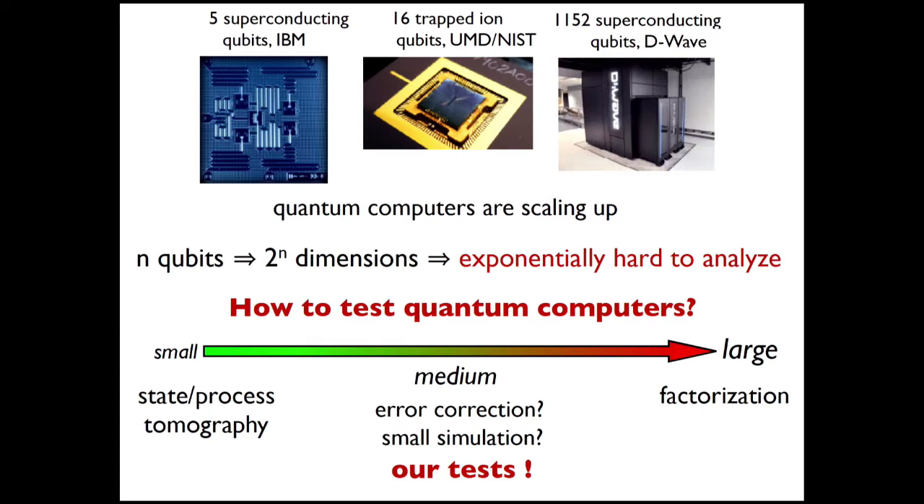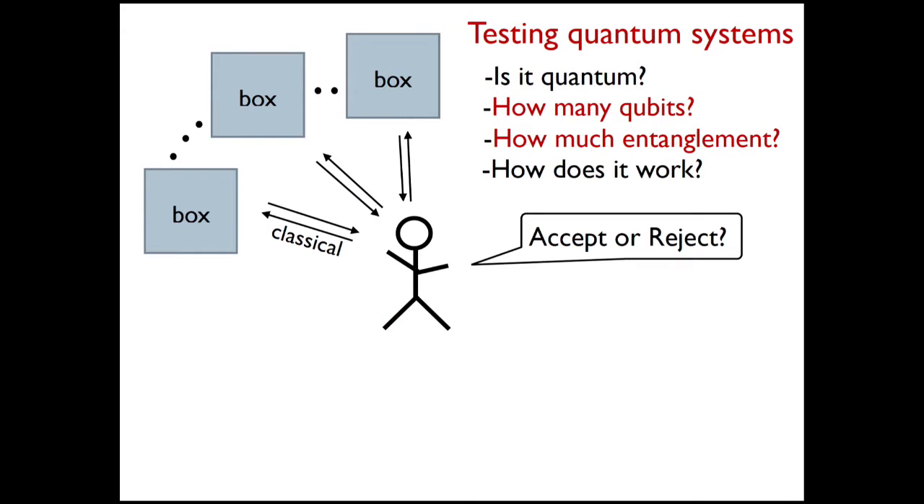So it seems that the most natural test would be quantum error correction. Today, we're going to focus only on scalable tests, which can verify different types of quantum resources. In general, a test consists of interactions between a verifier and one or more quantum devices. Based on the transcript, the verifier decides whether to accept or reject. If we are given a quantum computer, it's natural to ask if it's really quantum or if it is just simulated by a classical computer.